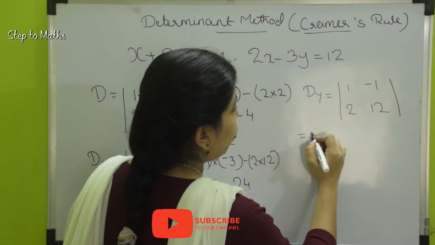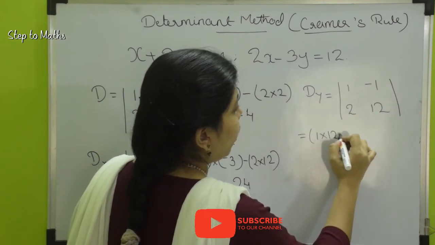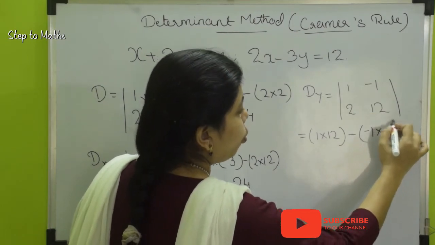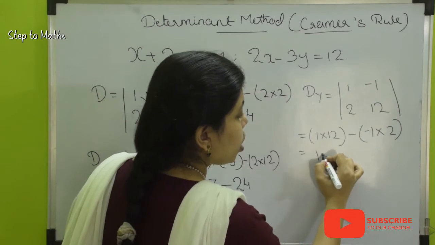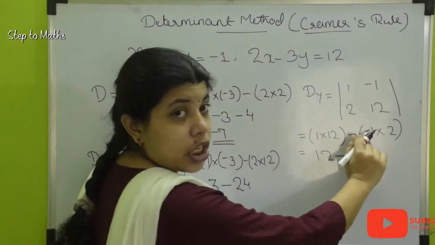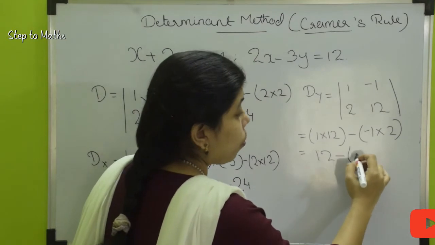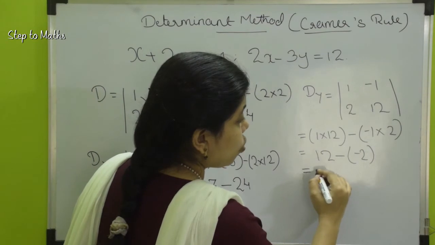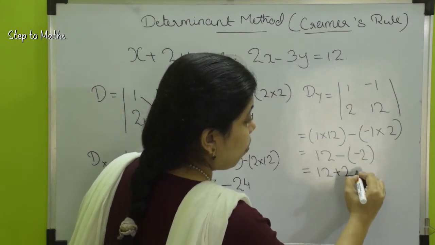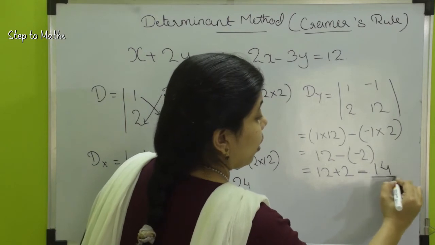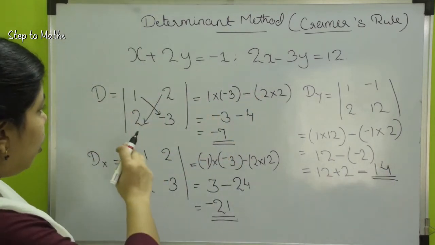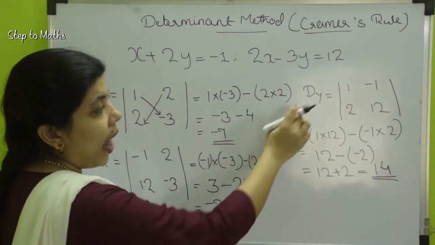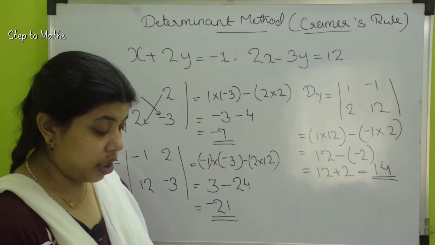Find out the value of dy. dy is equal to 1 into 12 minus -1 into 2. 1 into 12 is 12, minus -1 into 2 is -2. That is 12 minus -2, which is 12 plus 2. 12 plus 2 is equal to 14. The value of d is -7, dx is -21 and dy is 14.